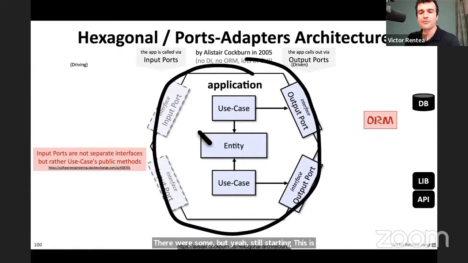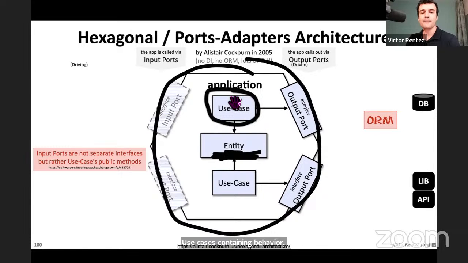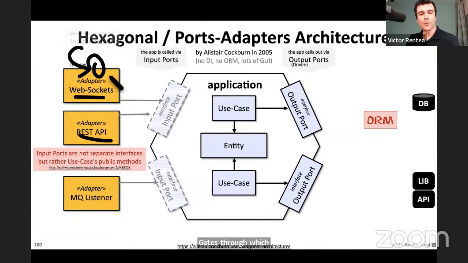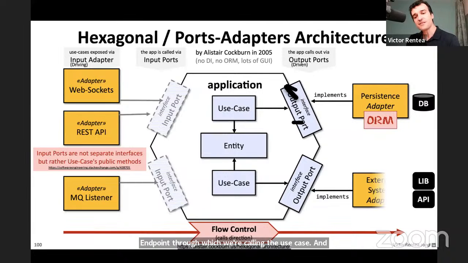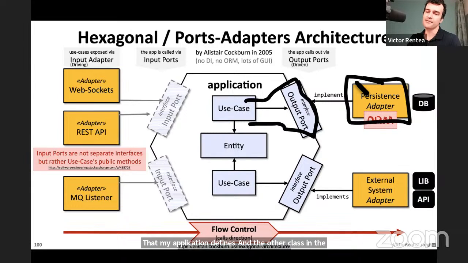This is the application. The application contains entities, which are classes storing the persistent data of my application. Use cases containing behavior, my features. Input ports, gates through which WebSockets, REST APIs, back in the days, SOAP endpoints, call the use case. And if the use case wants to go out, it will use an output port, which is the interface that my application defines, and the other class in the Zombieland implements. Just like I showed you just now, the class implementing the interface.